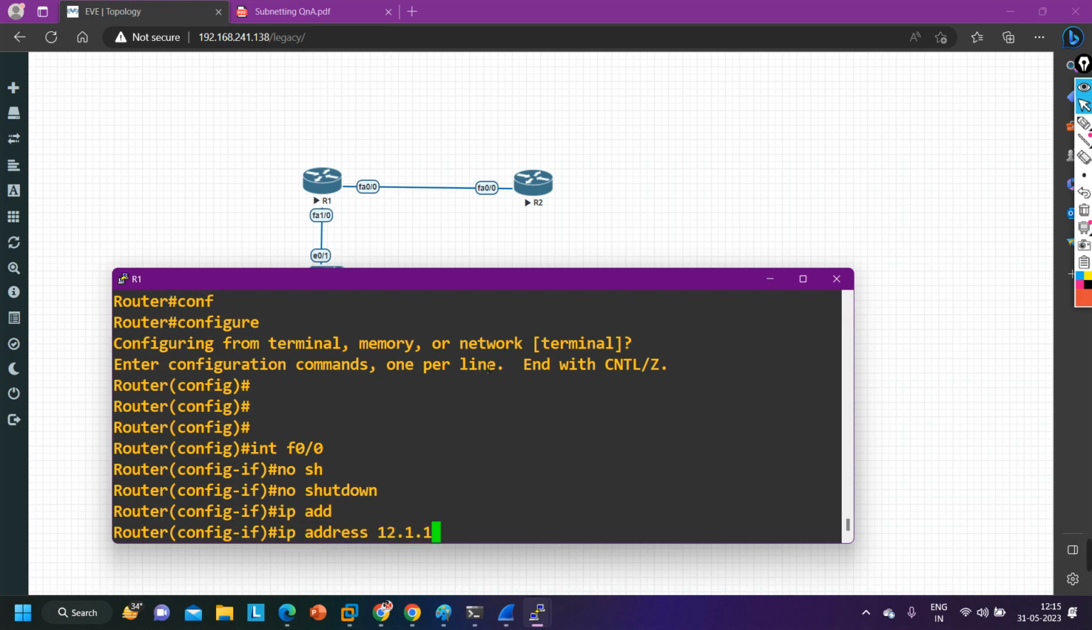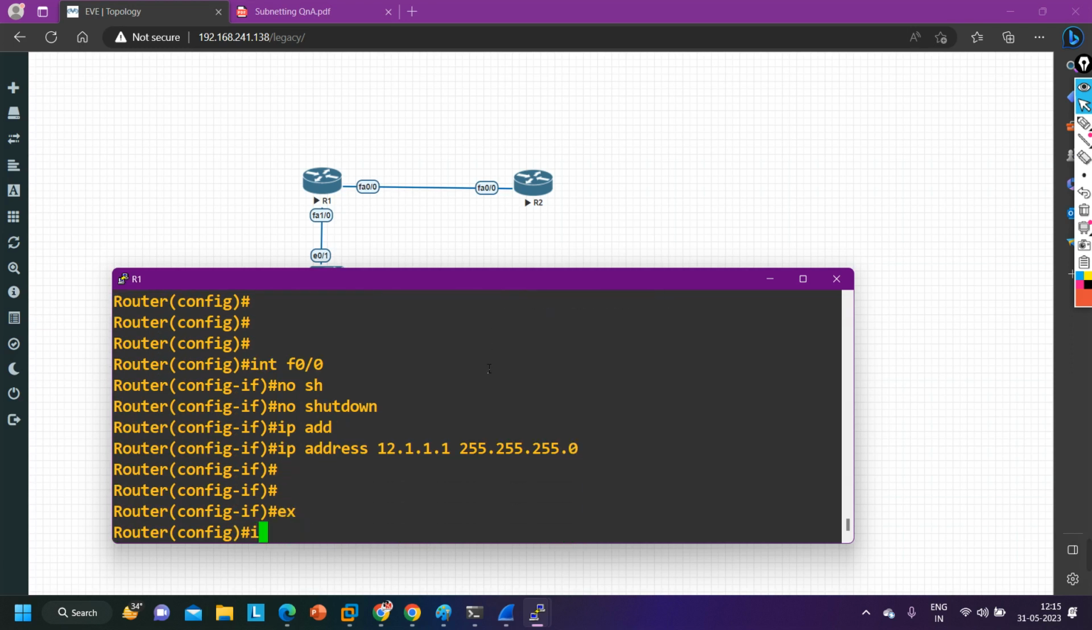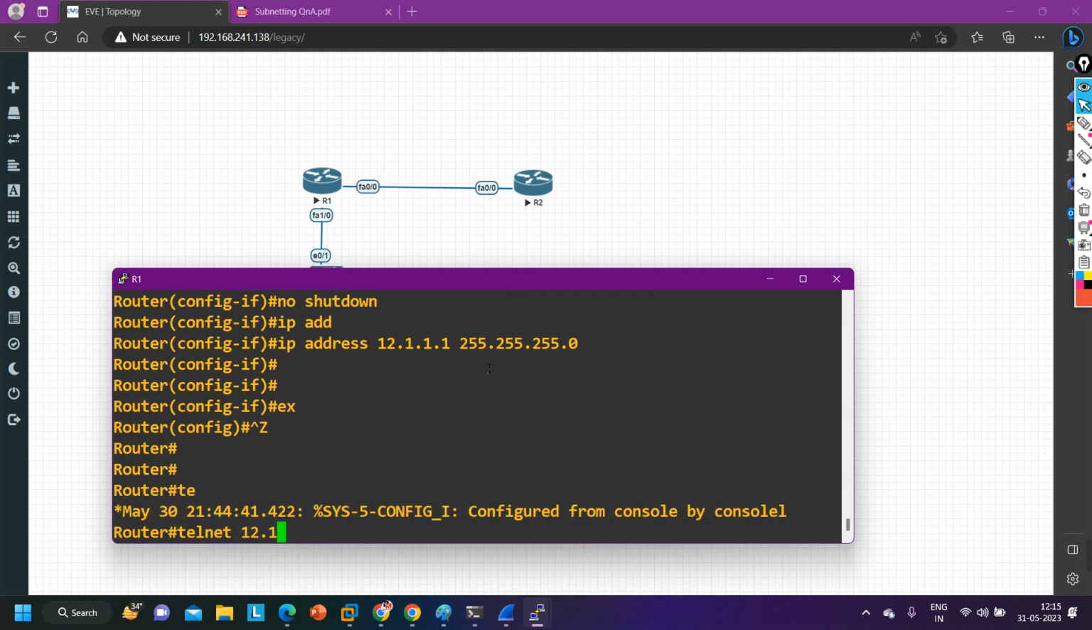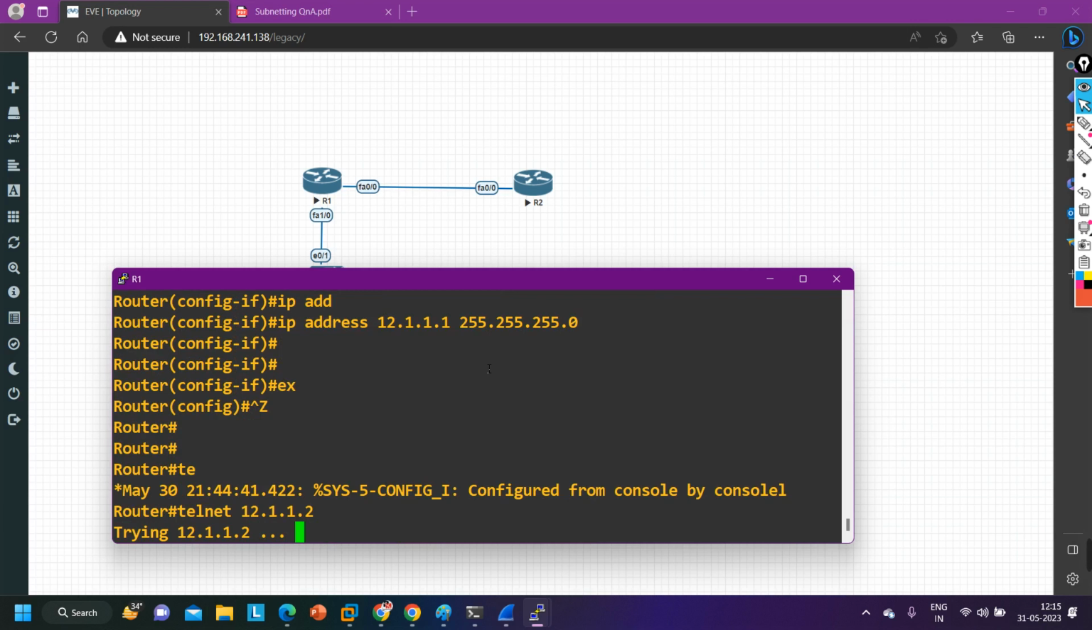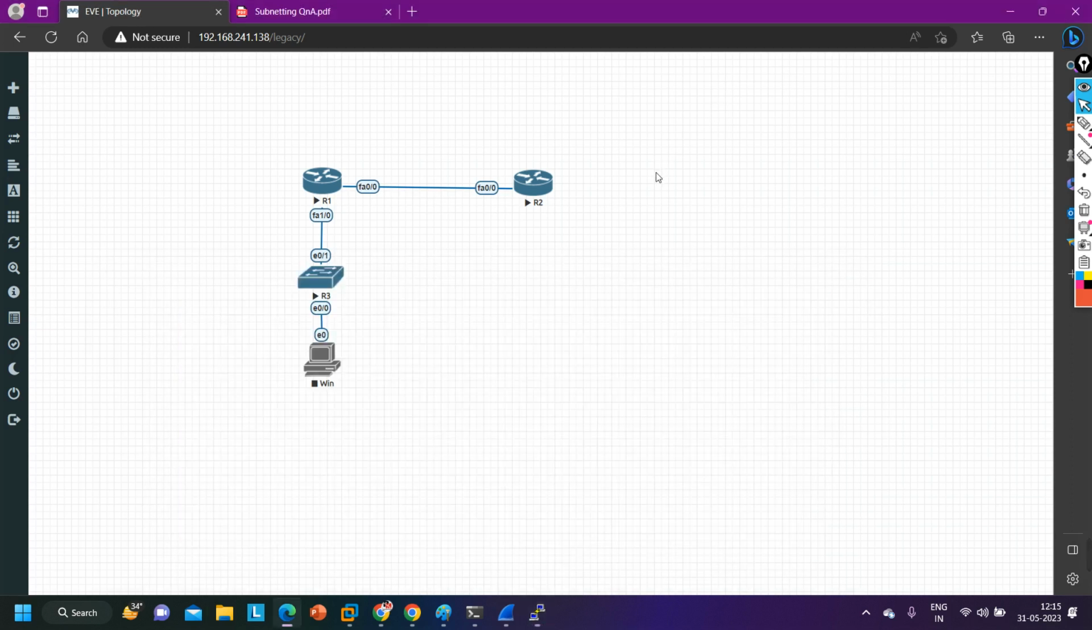IP address is 12.1.1.1, 255.255.255.0, exit. Now Telnet to 12.1.1.2, trying, and the password is Cisco. Now you can see I have Telnet access.